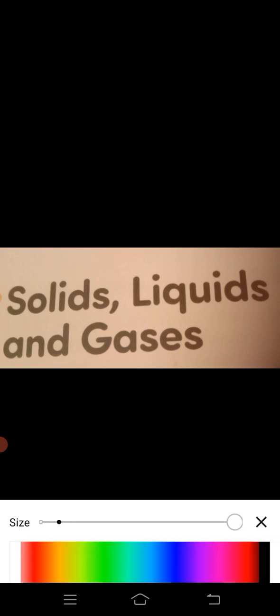I'm Ruchira. So today I'm going to explain to you about solids, liquids and gases. Are we all ready to learn? Yes. So before learning solids, liquids and gases, we need to know what is matter. So what is matter?